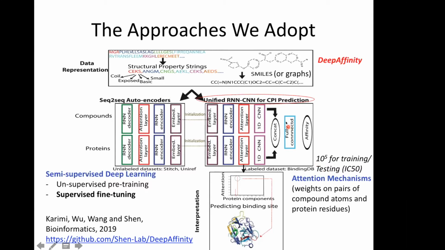One thing we did particularly was introducing an attention mechanism that basically puts weights on pairs of compound atoms and protein residues. It tells us, when we make that affinity prediction, which pairs of atoms and residues were paid attention to a lot, and we try to make that model interpretable in this way.